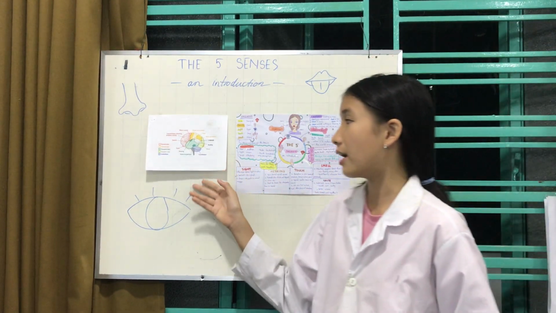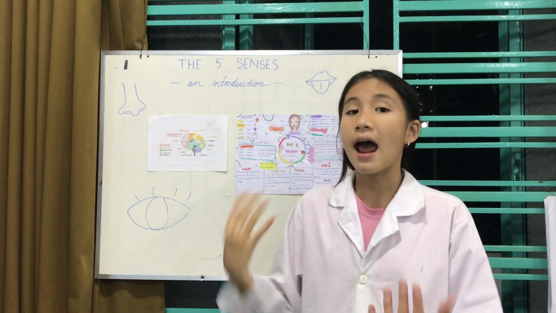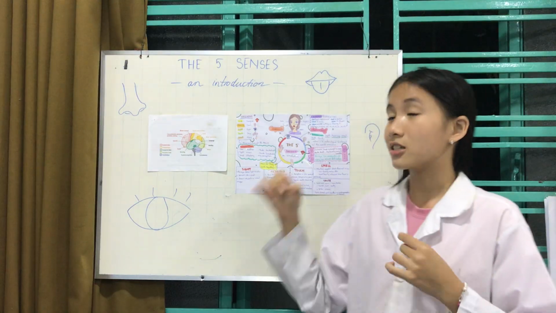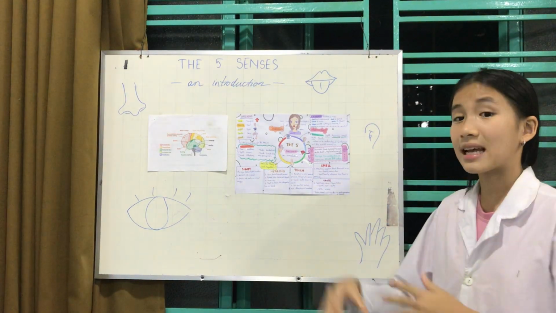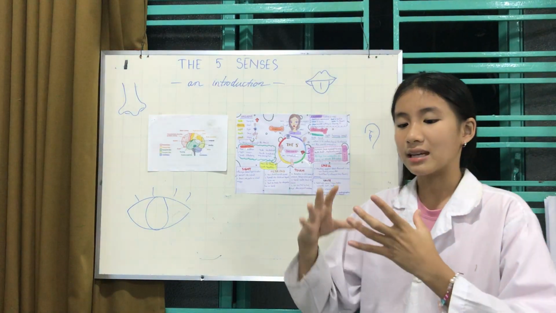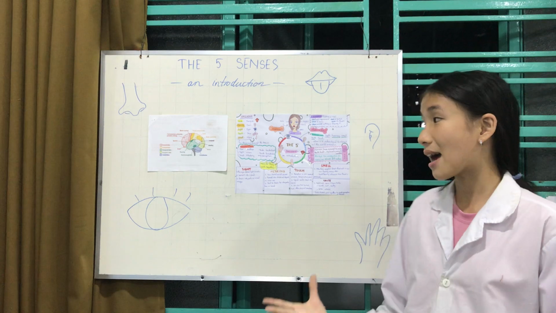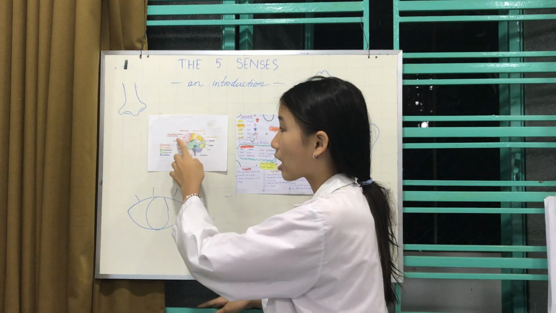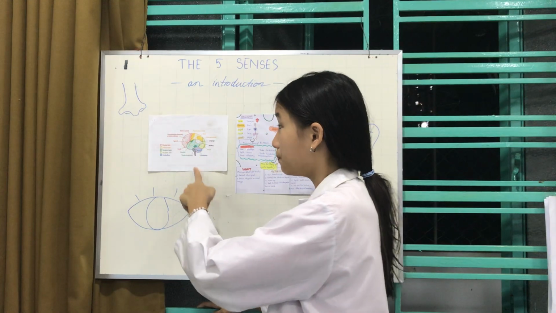Now on the board here, I have a picture of the different parts of the brain and how they are related to the 5 senses. As you can see, all of this is sent to the brain to interpret it as either sound, image, smell, odor, things like that. And so concentration, planning and problem solving are in the frontal lobe.